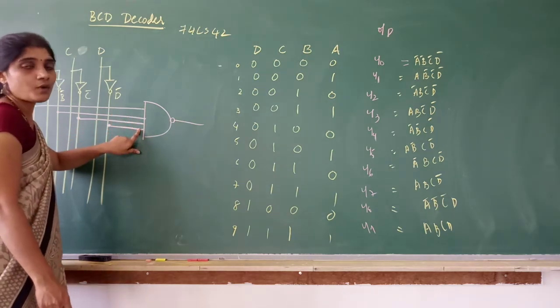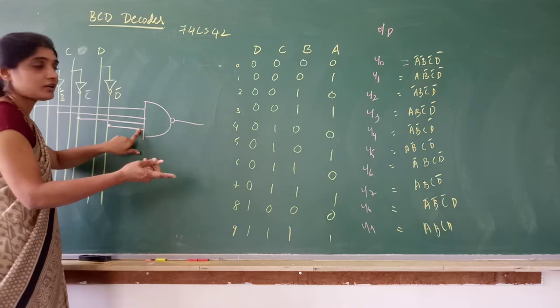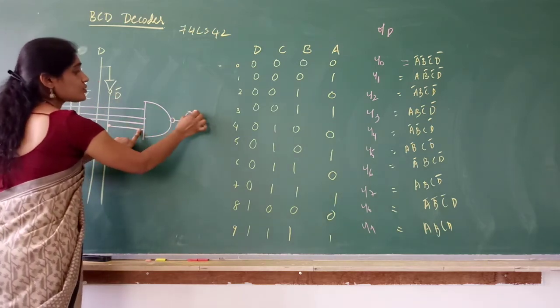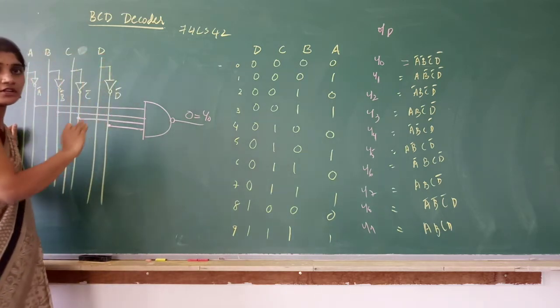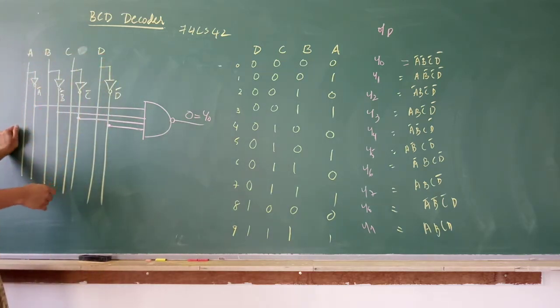If all the inputs are 1, the AND gate output is 1, but the NAND gate output is 0. So Y0 you are going to get as 0 when you are giving A, B, C, D as 0, 0, 0, 0. That's how the circuit is going to work.